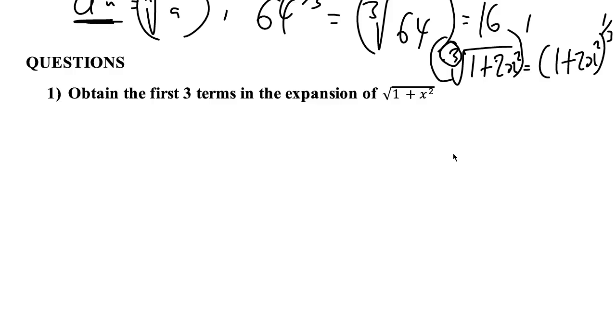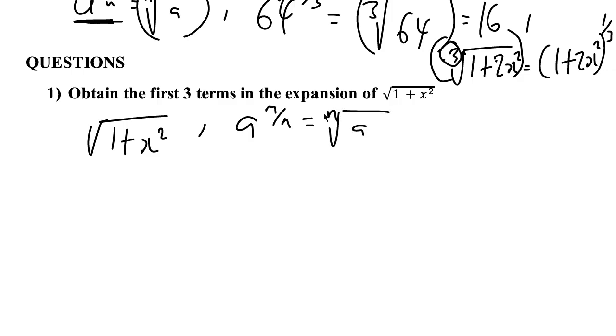It says obtain the first three terms in the expansion of the square root of 1 plus x squared. Note that in the square root form, they don't have to put 2 there. 2 is not put in that expression, so you should know that it's the square root we are talking about here, right? So we have 1 plus x squared. So considering the general form that says a to the power m over n equal to the nth root of a to the power m, what is n here? It is 2. It was raised once, right? Because there was no power other than 1 here.